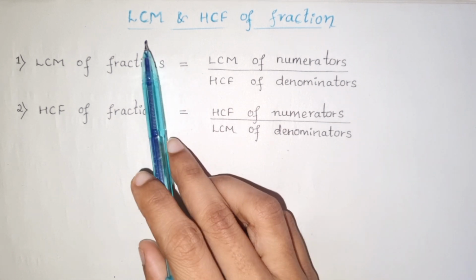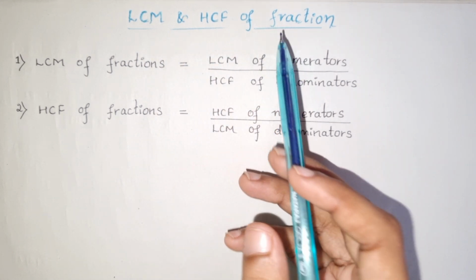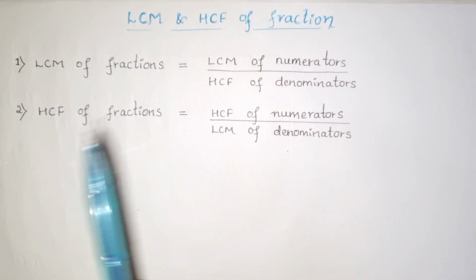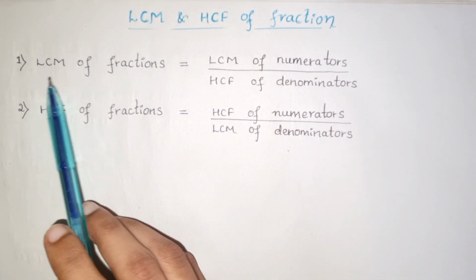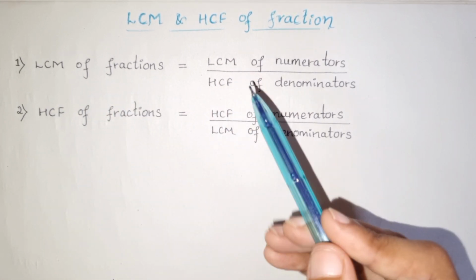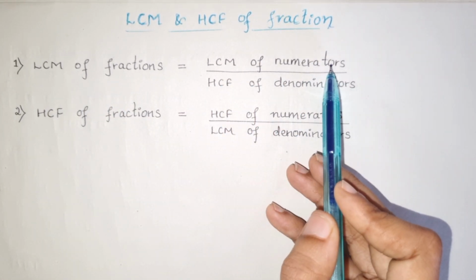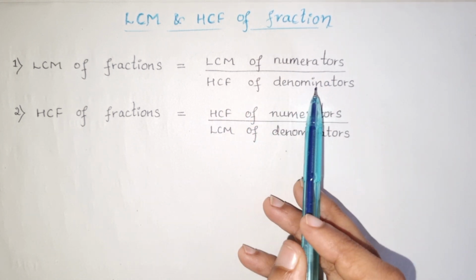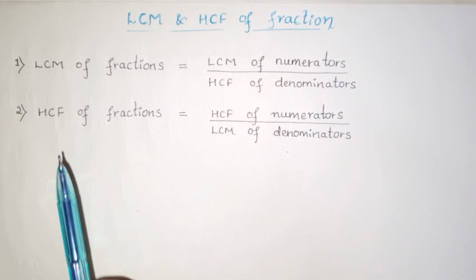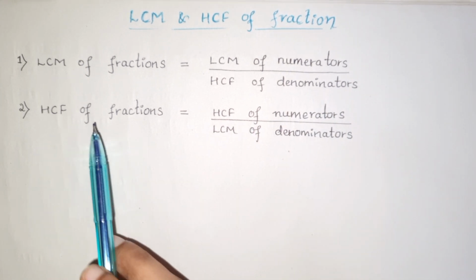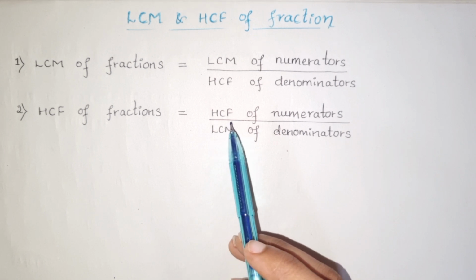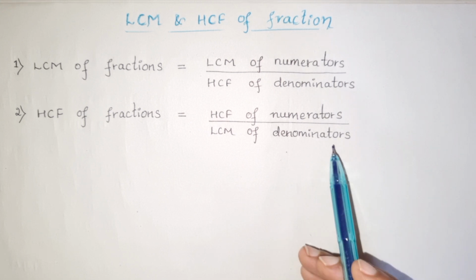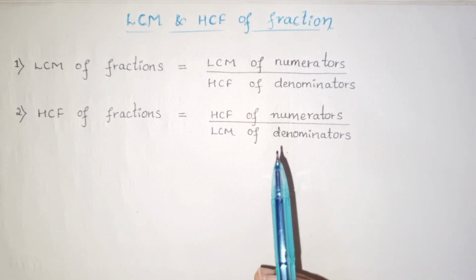Next concept is LCM and HCF of a fraction. So if a fraction is given to you, how do you find LCM and HCF of the fraction? So the important formulas are LCM of fraction is given by LCM of the numerators of the fraction, whole divided by HCF of the denominators of the fraction. Similarly, if you want to find HCF of fractions, then we need to use the formula HCF of numerators whole divided by LCM of denominators.